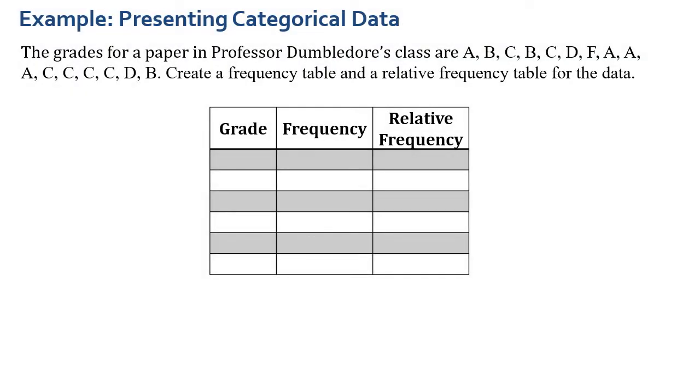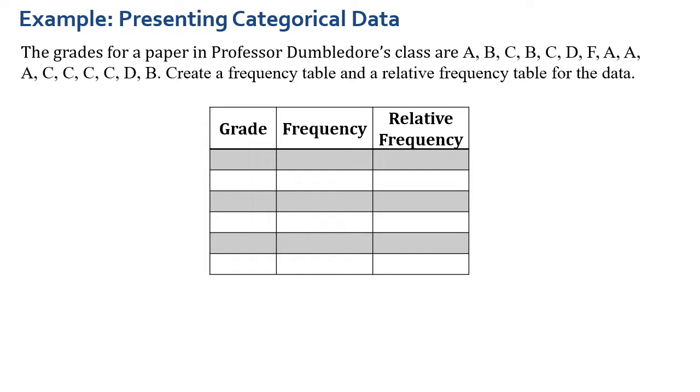So let's look at categorical data first. The grades for a paper in Professor Dumbledore's class are A, B, C, B, C, D, F, A, C, C, C, C, D, B. Notice that I could have put the grades in as percentages, and in that case, that would be numerical data. But because these are not done as numerical data, this is not considered quantitative, this is categorical. We're putting them into letter categories, A's, B's, C's, D's, F's.